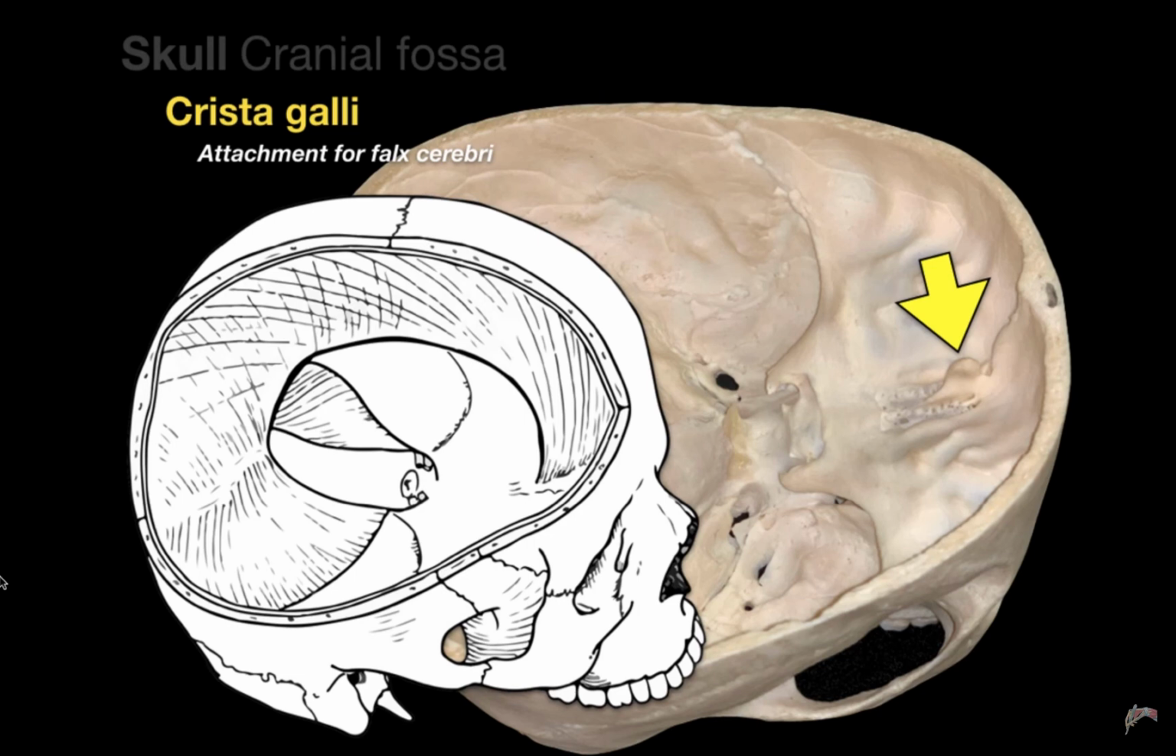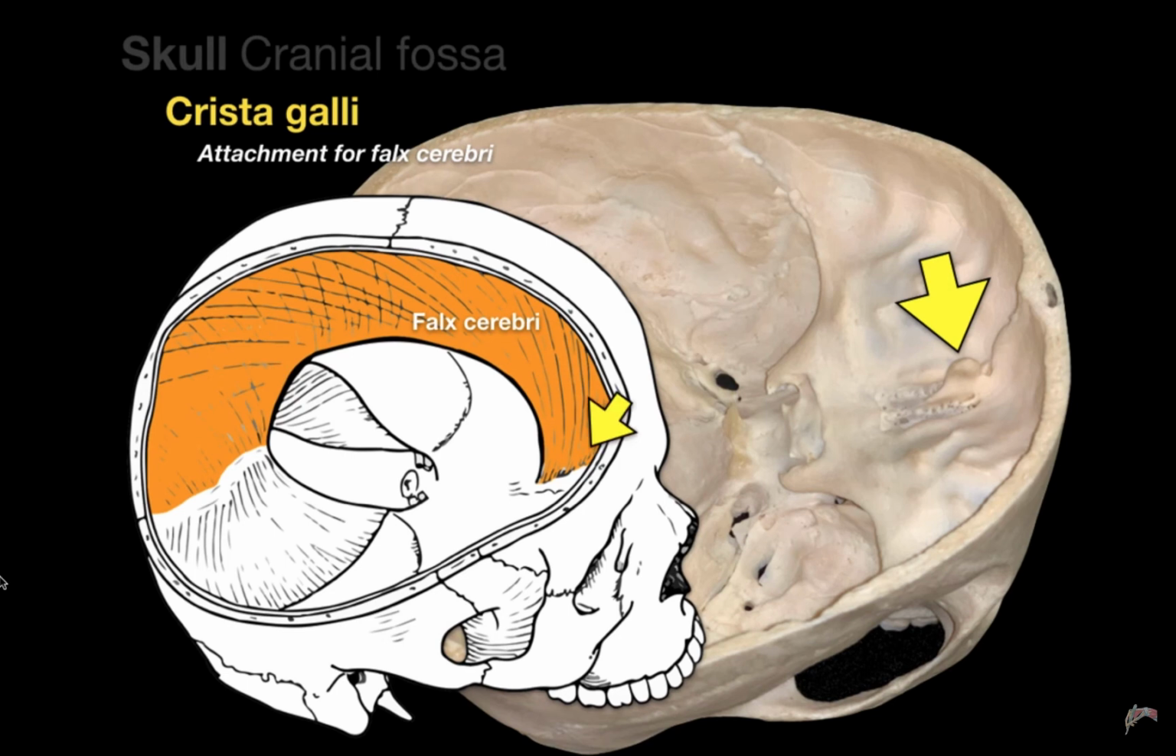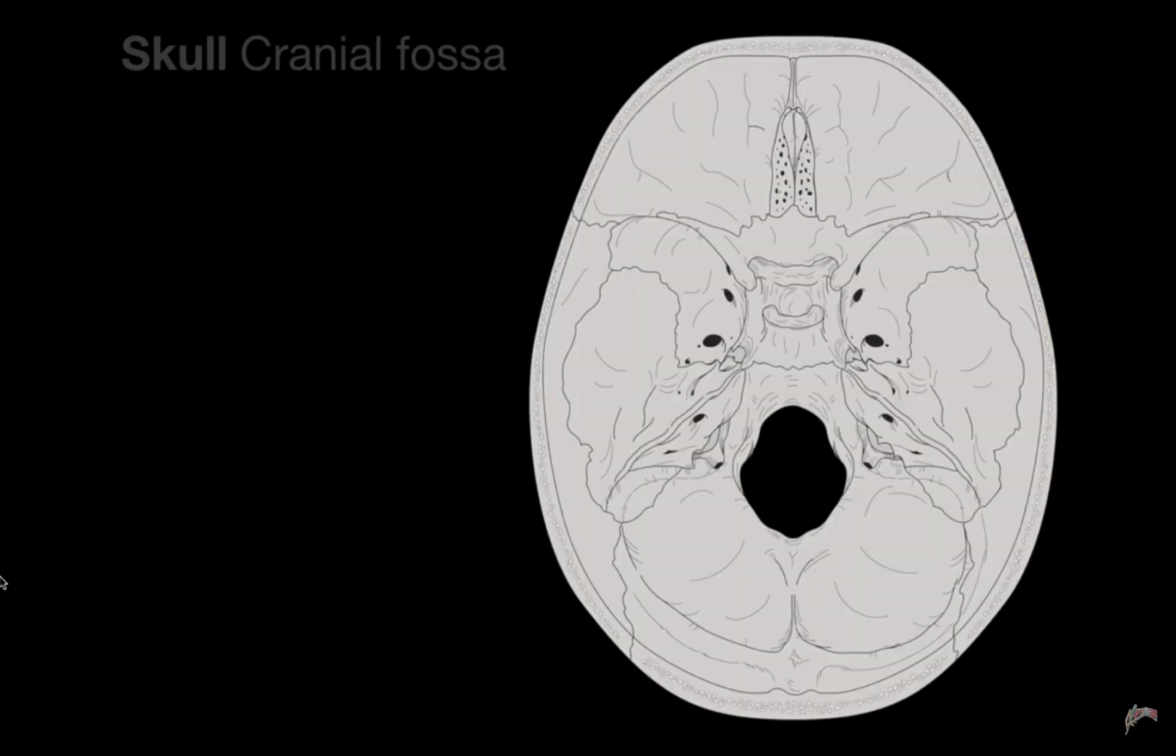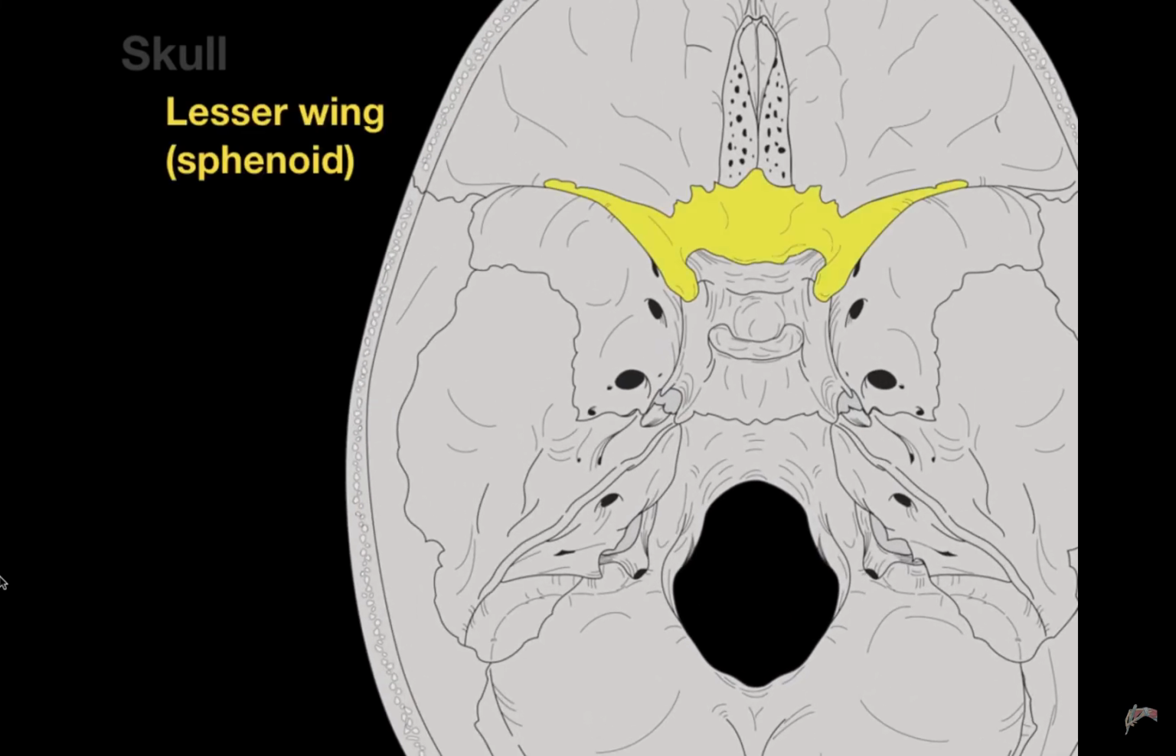It serves as an attachment for the falx cerebri here in orange, which is this longitudinal structure of dura mater that separates our cerebral hemispheres, and then right there attaches and anchors to the crista galli. All right, now let's zoom in and show the lesser wing of the sphenoid bone there in yellow, which is on the anterior cranial fossa, and you can see the anterior clinoid processes, lesser wing.